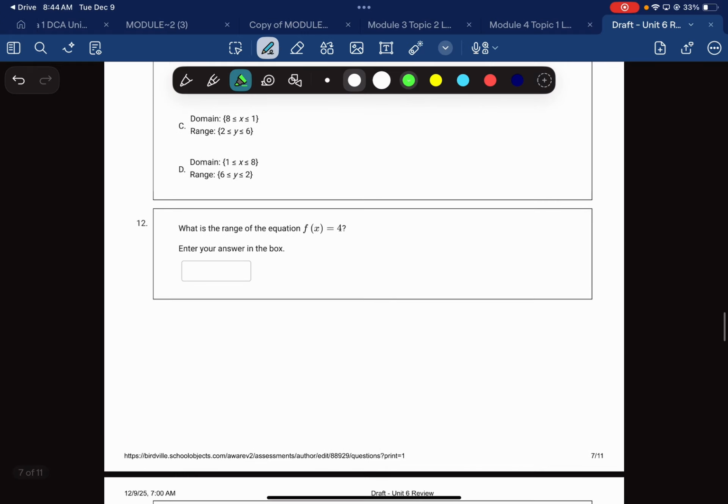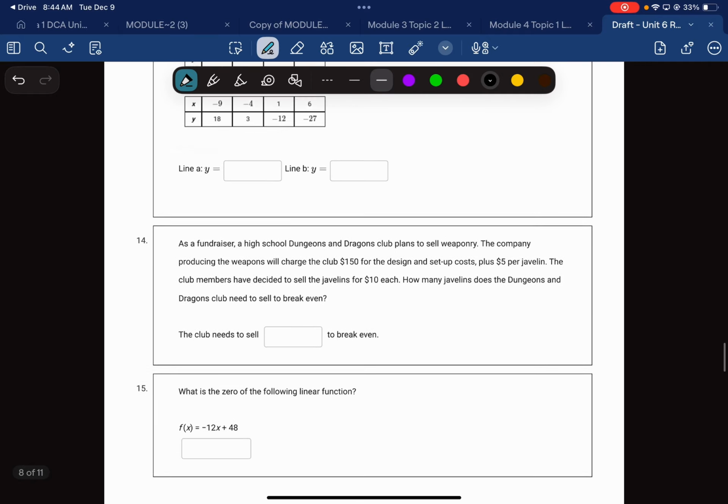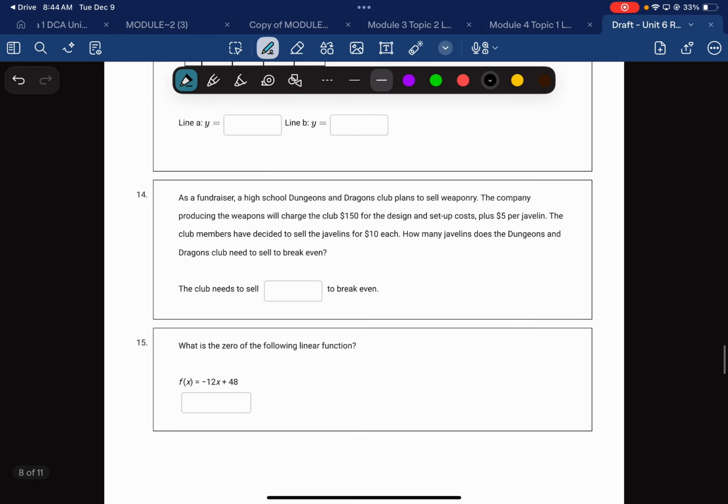Domain, I'm not going to go over. Range is how high and how low. This one's just going to be 4 because when you graph this, this is a solid line going like this, right? So your range, it doesn't go up, it doesn't go down, it's just 4. This one, plug in a Desmos, figure that out. And then here's the last one I'll go over before I close this video.